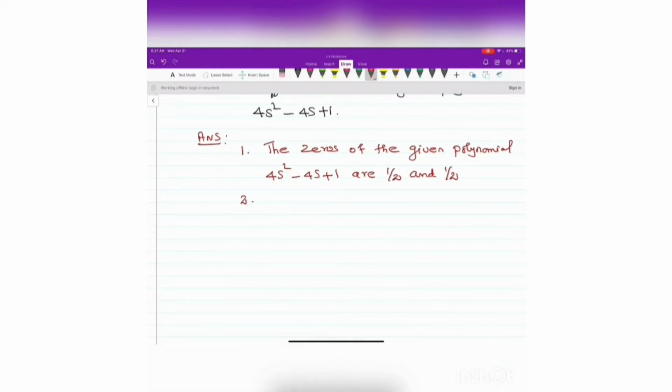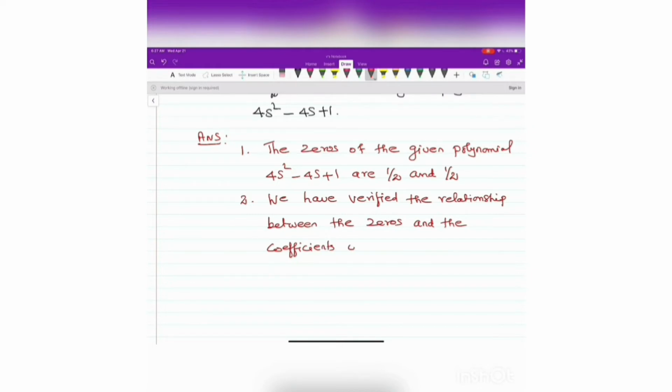The second part, we have verified the relationship between the zeros and the coefficients of the given quadratic polynomial 4s square minus 4s plus 1. This is how you will be concluding your answer.